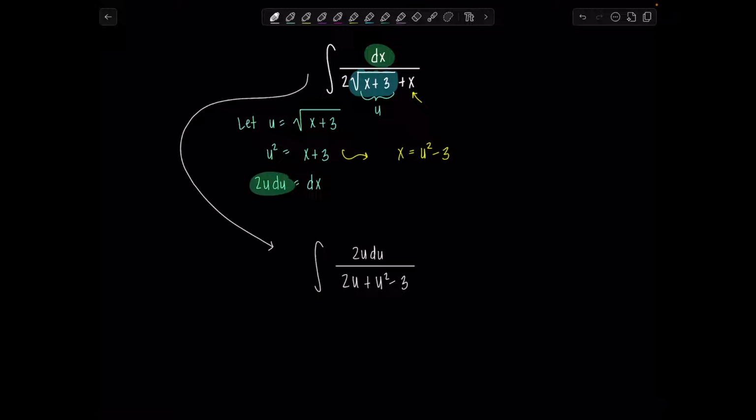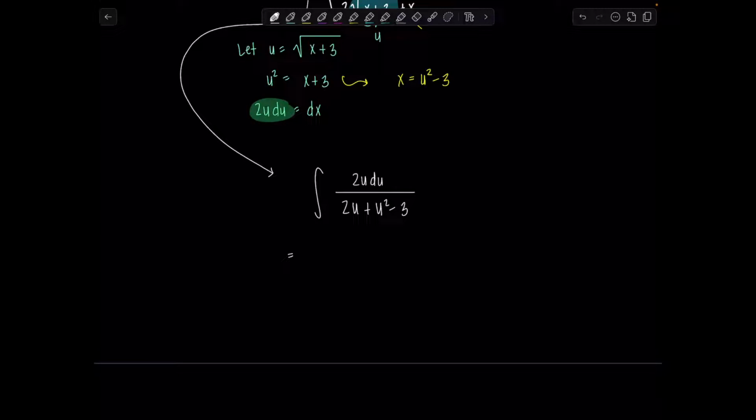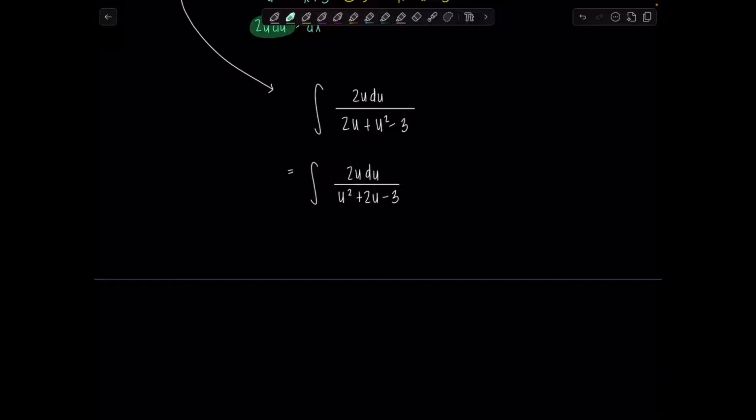How are we doing? I think that was the trickiest part of the problem. From here, you should be home free. So I'm going to rewrite the denominator so it's in descending powers. So we have 2u du over u squared plus 2u minus 3. So I check, okay, this is a rational function. The degree of the denominator is higher than the degree of the numerator. So let me see if I can find the partial fraction decomposition. I can tell the denominator is going to factor beautifully. So let's go ahead. It's partial fraction time.